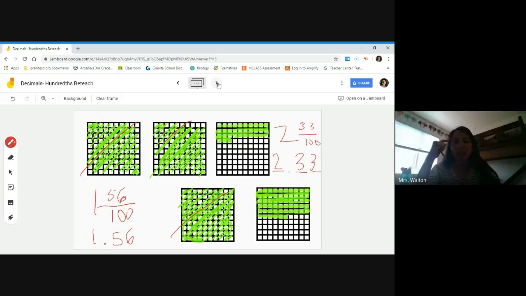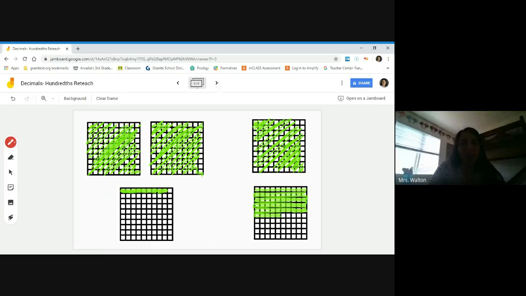Let's take a look at this one here. So we've got 2 completely shaded, so mark them off as you go. And then you've got 1, 2, 3, 4, 5, 6, 7, 8, 9 out of 100 are there. So written as a decimal, you have 2 and you have to hold that 0 there, 9 hundredths, because your 9 needs to be in the hundredths place value, which is after the tenths place value. Don't forget the 0.